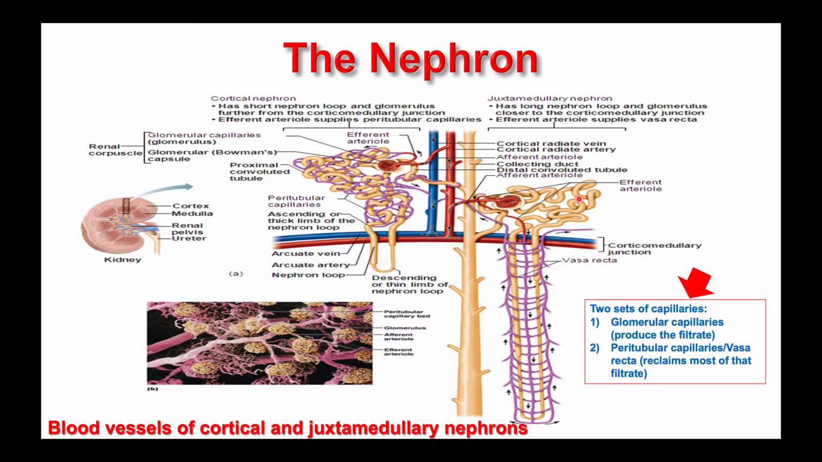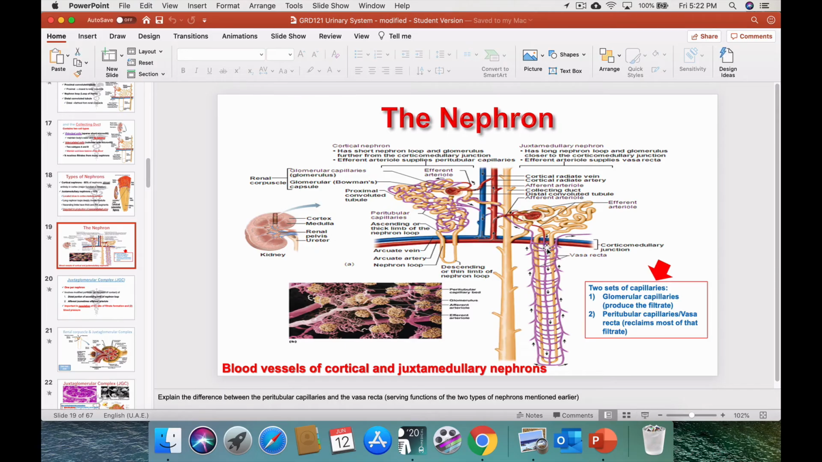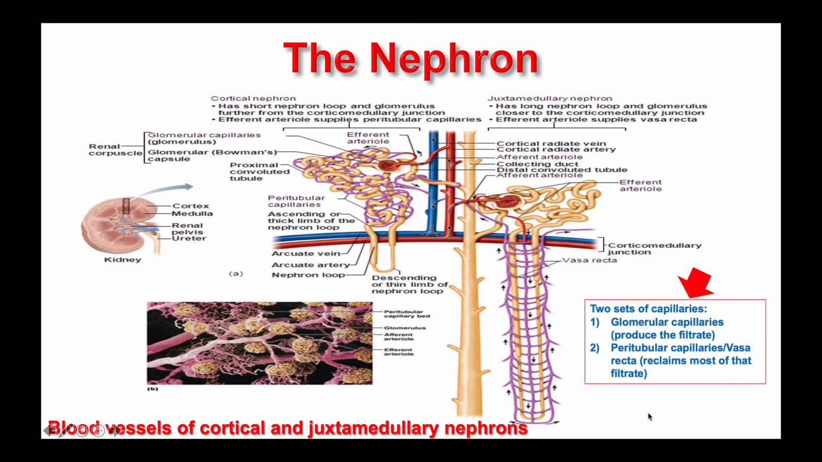the proximal convoluted tubule, loop of Henle, and the distal convoluted tubule decide what is to be reabsorbed in the second stage of urine formation. That is the selective reabsorption stage. Okay, so these are the stages in urine formation.